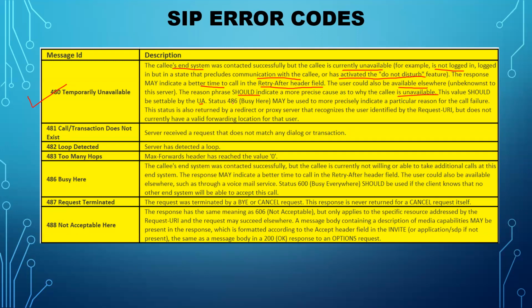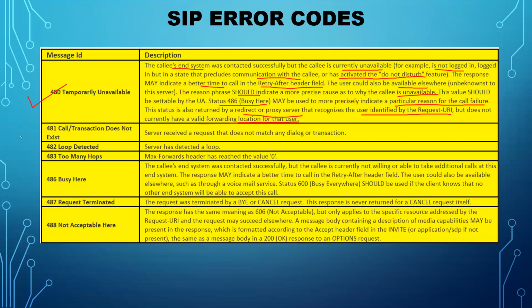And status 486 busy here may be used to more precisely indicate a particular reason for the call failure. This 486 busy here can be there as well, because it will tell you the particular reason for the call failure. The status is also returned by a redirect or proxy server that recognizes the user identified by the request URI but doesn't currently have a valid forwarding location, right?